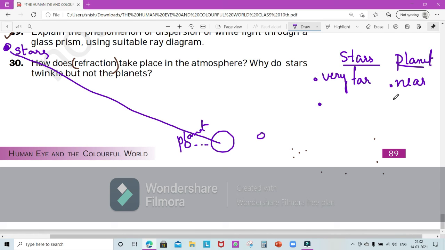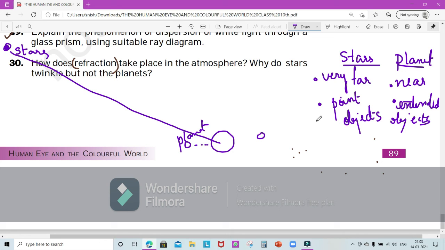Second thing is, stars appear as point objects, but planets are extended objects. Why is that so? As an object keeps moving far away from our eyes, its size keeps reducing. It keeps appearing smaller and smaller. As stars are very far, if you bring them near they might be very large, but due to that distance they appear like point objects, and planets are extended objects.